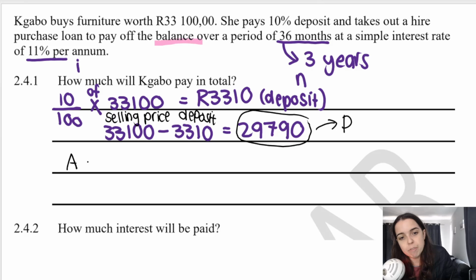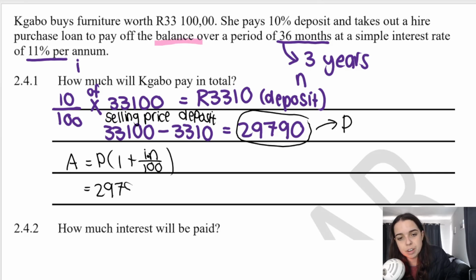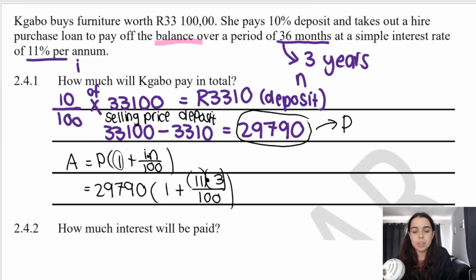Now we need to put that in my formula. A equals P times 1 plus I times N over 100. P is now 29790. 1, that is the number 1, okay? 1 plus I, which is 11, times 3 over 100. Please, that's not 11.3, that's 11 times 3. So we put that in the calculator and we get 39620.7.